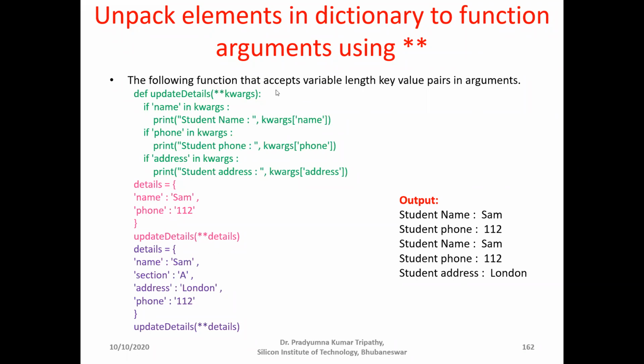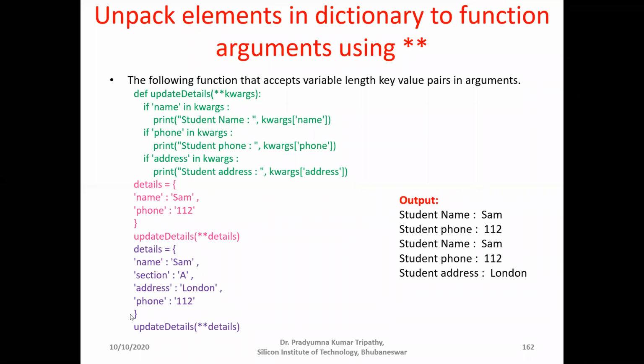So when the dictionary is passed, it is being received in kwargs, keyword arguments. So what are the keyword arguments? Name and phone. So when it prints name and phone over here, name is in this, print this. Phone is in this, print. So name and phone will be printed. Address will not be found, so it will not be executed.